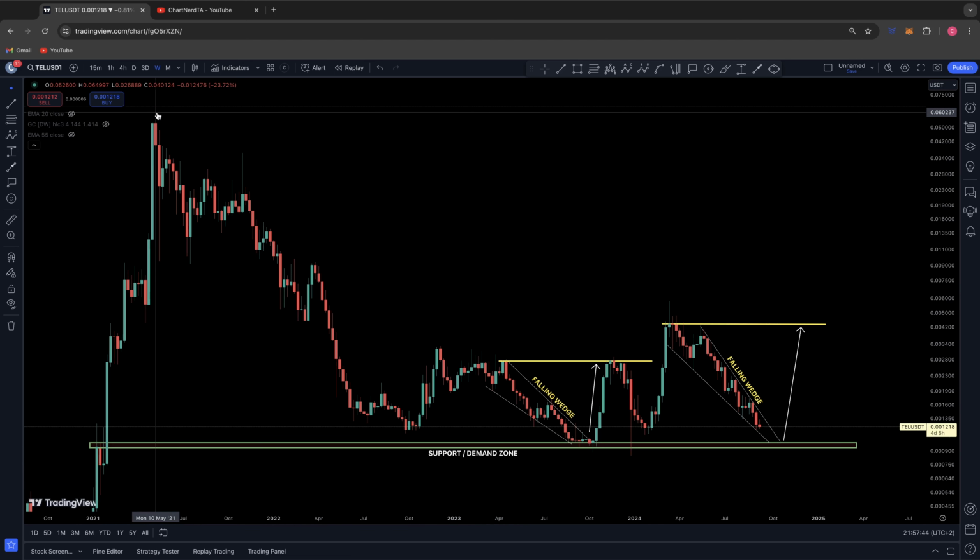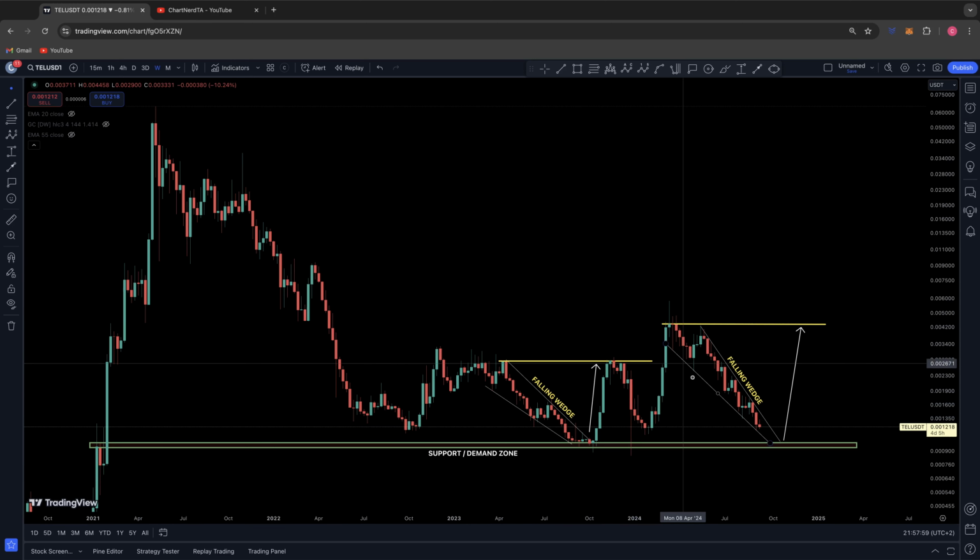Which was an absolutely insane move for TEL coin. I witnessed this and it was absolutely crazy, epic. But ever since, we've had this bear market and we've come back down to this key support and demand zone and retested this previous high of January 2021 and have turned it into support.